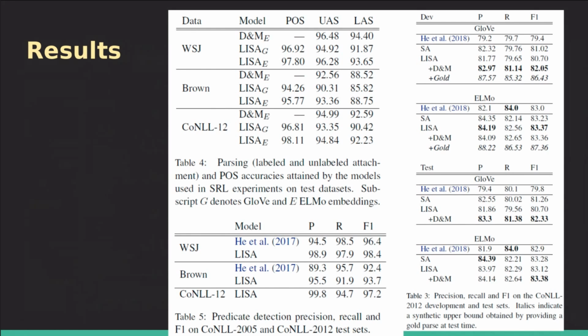So you have WSJ, again Brown, and CoNLL 12. CoNLL 12 is the 2012 version of the data set. And those are basically part of speech tag and parsing accuracies. Let's see. So what's the best, per category? Let's look at WSJ for now. 94 for LAS with DNM is the best performing one. For UAS, again, DNM is the best performing one.